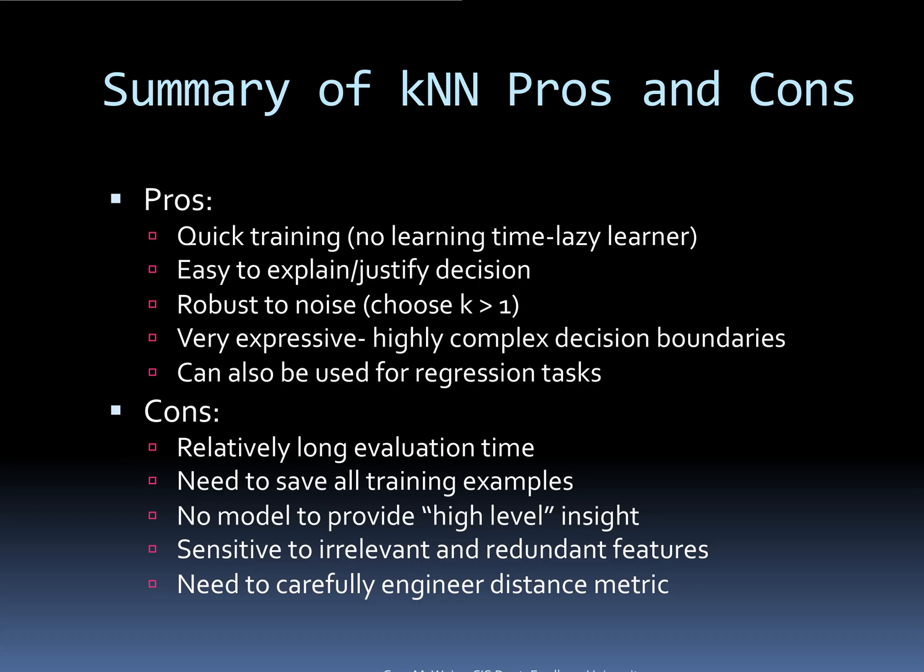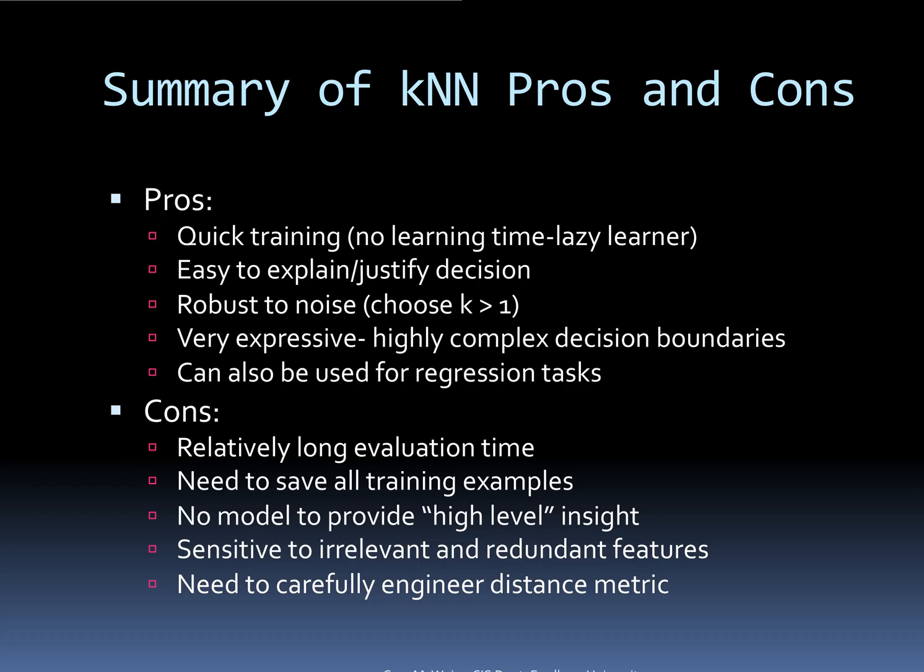To conclude our exploration of k nearest neighbors, KNN, let's summarize its pros and cons. Pros: quick training due to its nature as a lazy learner. Easy to explain and justify decisions. Robust to noise when k>1. Highly expressive, allowing complex decision boundaries. Versatile, applicable to regression tasks as well.